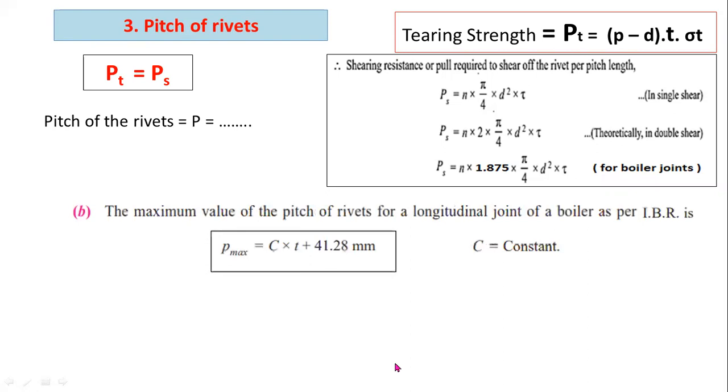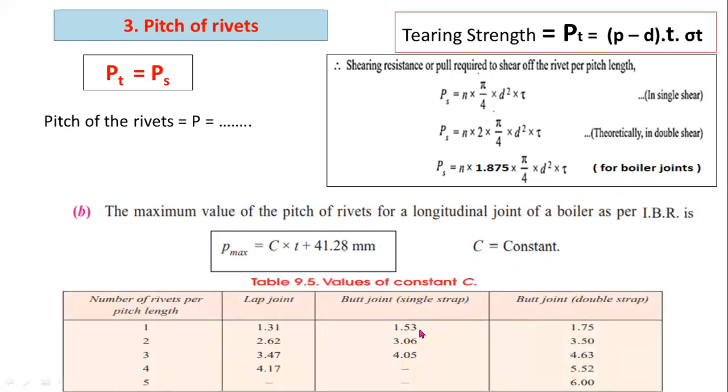Now, for checking the maximum pitch of the rivets, you have to use this formula: P max equals C into T plus 41.28 mm. Here C is the constant. The value of the constant you have to select from a standard table. This is the table for selecting the value of C.